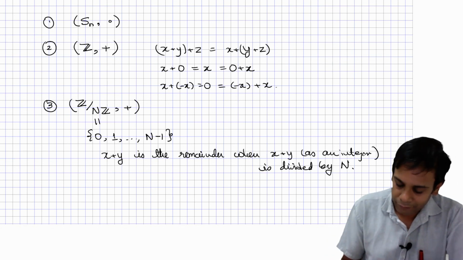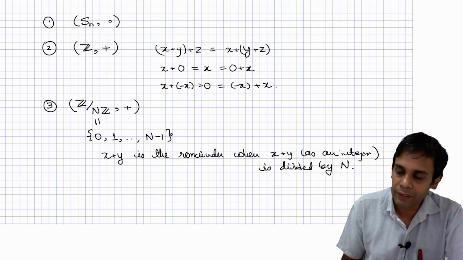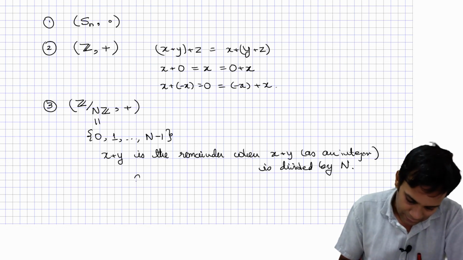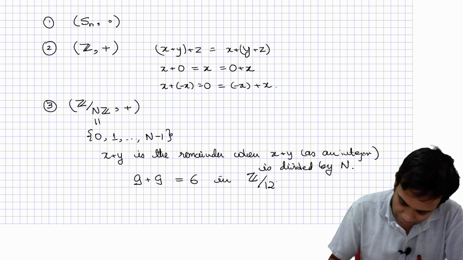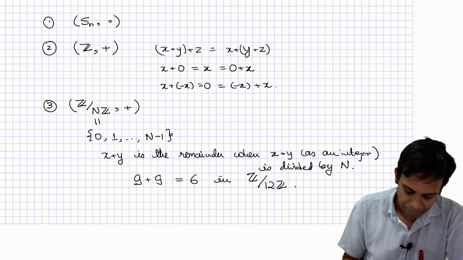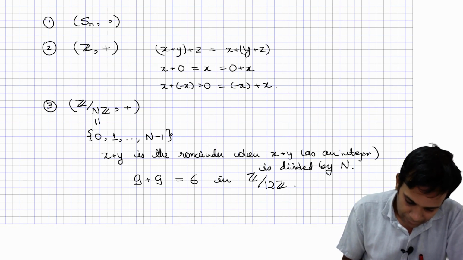Okay, we do this all the time with clocks, as I said. So in the 12-hour clock arithmetic, when n is equal to 12, 9 plus 9 is 18, and when you divide 18 by 12, the remainder is 6. So 9 plus 9 is 6 in Z mod 12Z. And it's easy to see that 0 is the identity here.